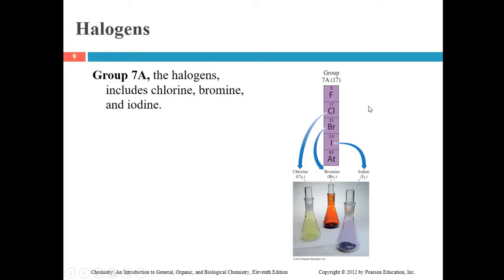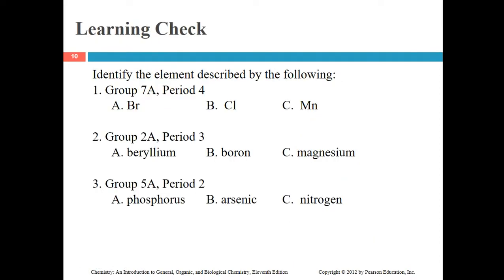If we go all the way over, the second family from the end on the right, we mentioned halogens. Halogens actually come from a word meaning salt forming, and they include your chlorine, bromine, and iodine. And you'll know they form salt, like sodium chloride. All right, so press pause, see if you can identify the element described by the following.